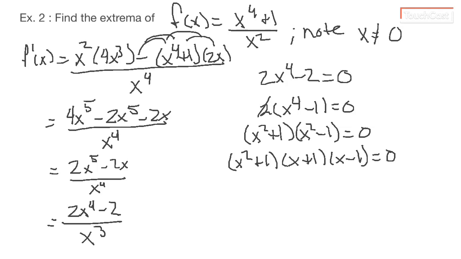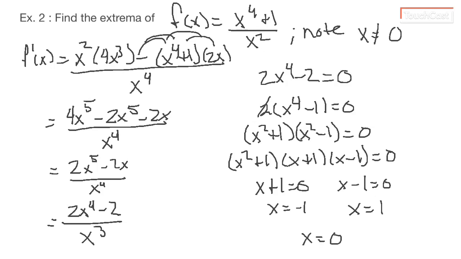There's really no real number that's going to make x squared plus 1 equal 0, so we can ignore that. If we have x plus 1 equals 0, then x would be negative 1. And if we have x minus 1 equals 0, x would be 1. So our critical numbers are negative 1 and positive 1. But because 0 can't be used in the domain, we're going to also say 0 is a critical number. So any number that we can't use, anything that would make our denominator 0, we're going to use that as well. It is a critical number.